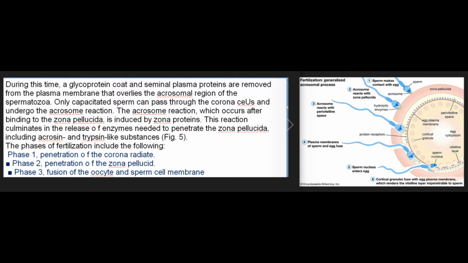The acrosome reaction, which occurs after binding to the zona pellucida, is induced by zona proteins. This reaction culminates in the release of enzymes needed to penetrate the zona pellucida, including acrosin and trypsin-like substances, Fig. 5. The phases of fertilization include the following: Phase 1, penetration of the corona radiata. Phase 2, penetration of the zona pellucida. Phase 3, fusion of the oocyte and sperm cell membrane.